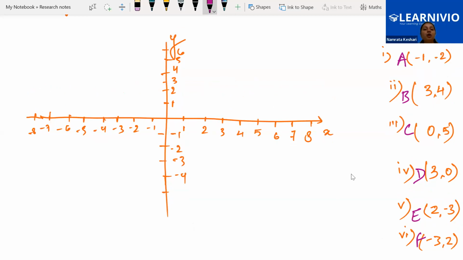You have to plot the x-axis y-axis coordinate system in your copy, and you have to locate these points, point A, point B, point C, point D, point E, and point F on the coordinate axis. Please note it down and locate it. Once you are done locating these points, please send the snap of that on our WhatsApp number. Am I clear to each and everyone?